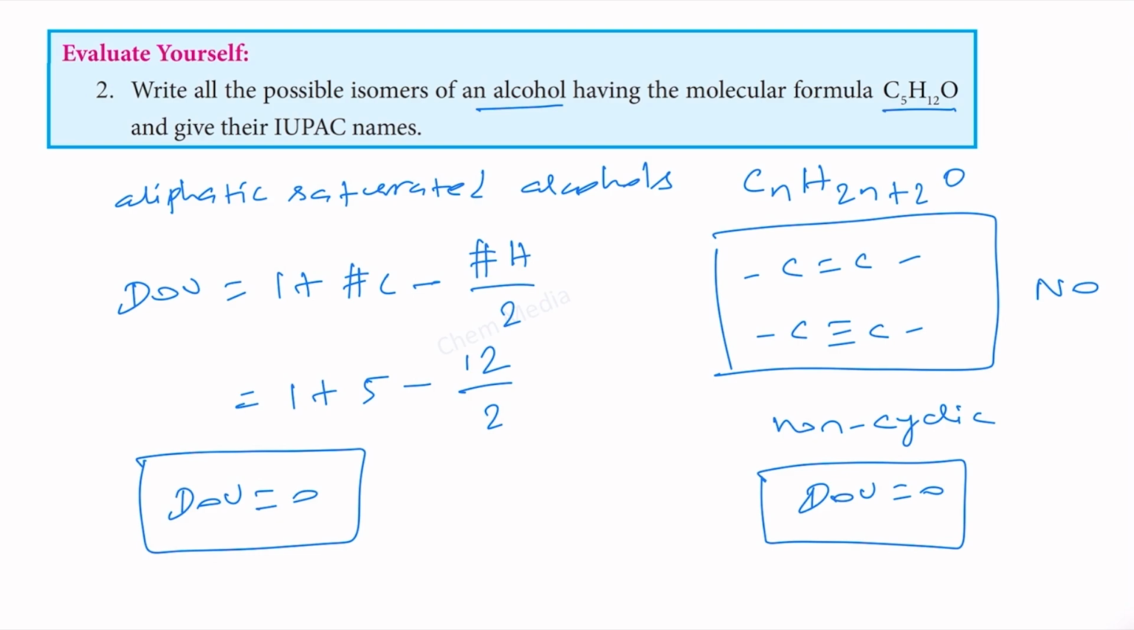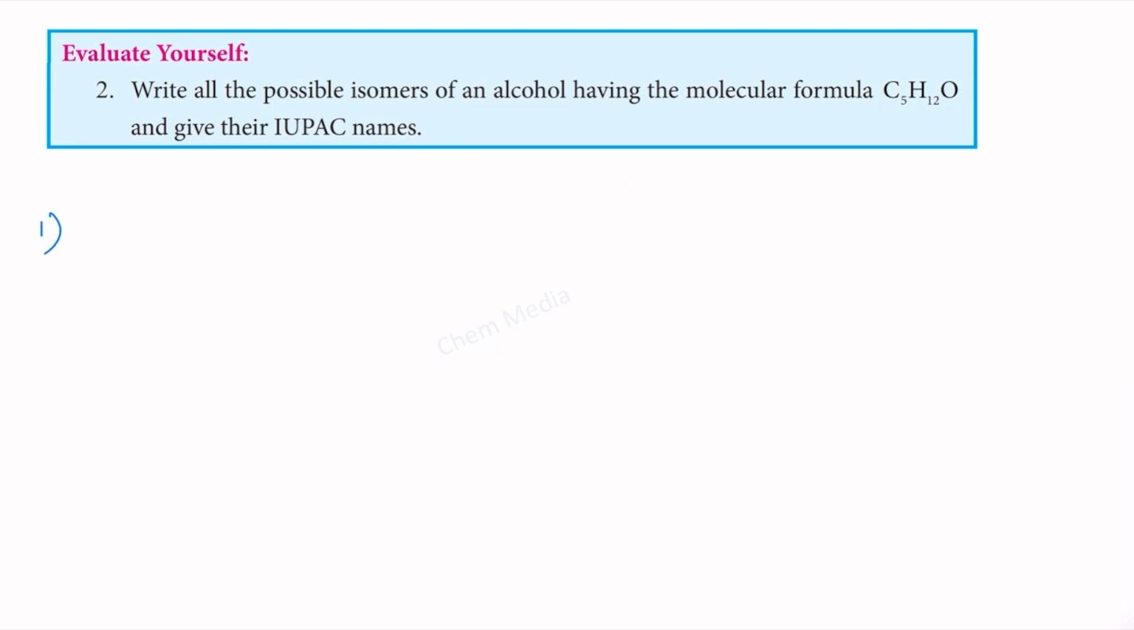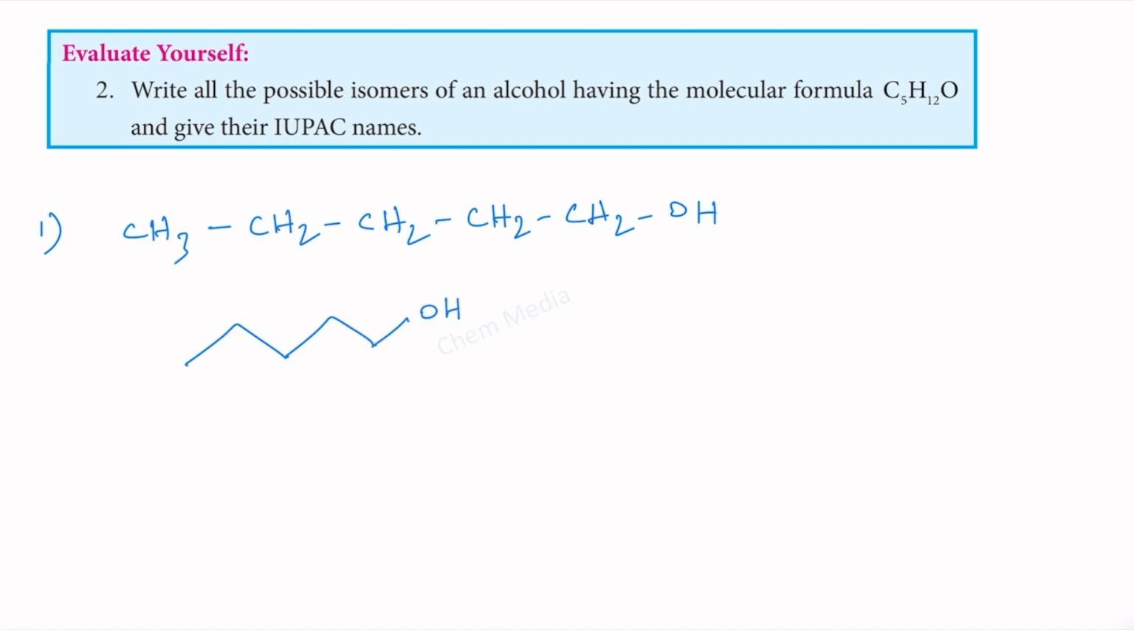So, let us write the structures one by one. We will write the structures both in condensed form as well as in bond line notation. Number 1, we can write pentane 1-ol, that is CH3, CH2, CH2, CH2, CH2, OH. The corresponding structure in bond line notation will be carbons 1, 2, 3, 4, 5, and then the alcohol functional group.